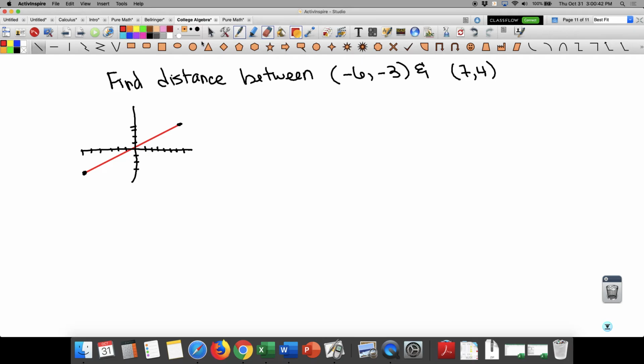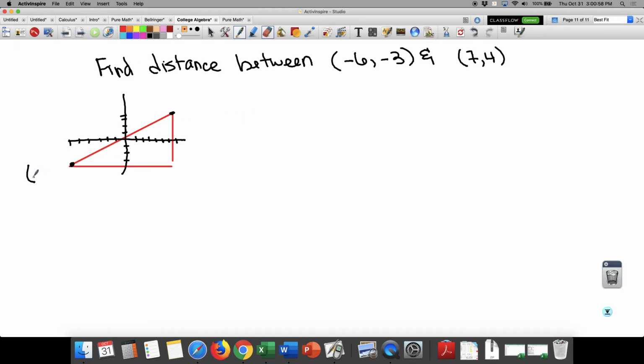That is my hypotenuse. So now what I want to do is I'm going to create a triangle. And again, this one's not going to be perfect because it's just a sketch. But I'm going to label this -6, -3. I'm going to label this 7, 4. This is just to help me see. So I'm going to do a squared plus b squared equals c squared. And c is what I'm looking for.